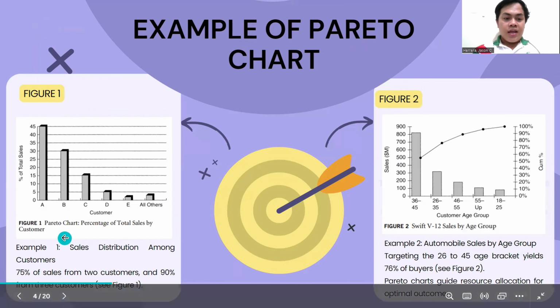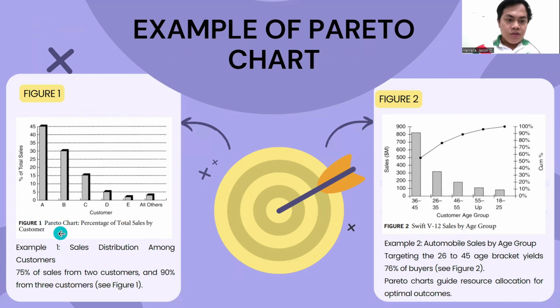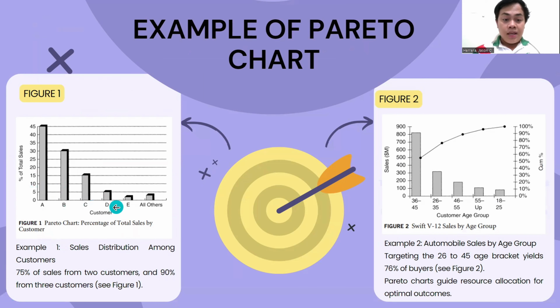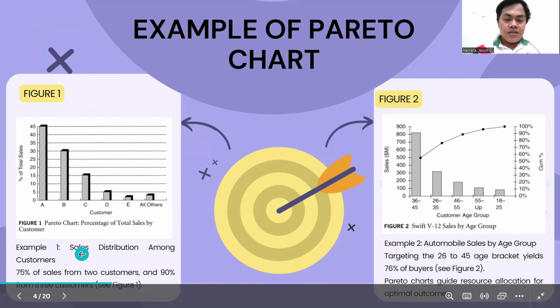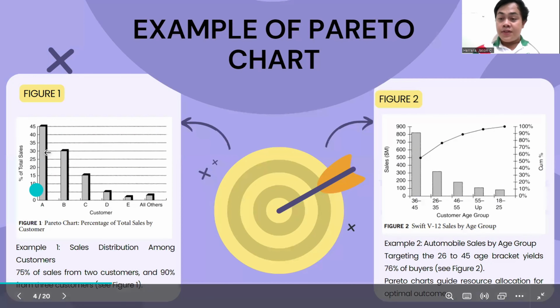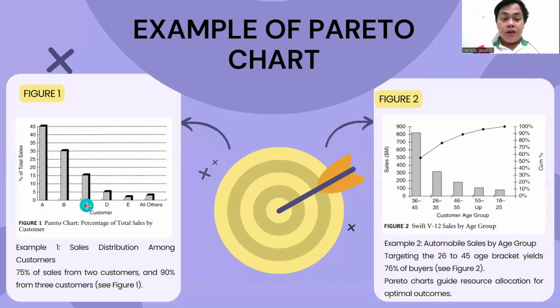You can see in figure one that the title of this chart is the percentage of total sales by customers. The customers, by the way, are A, B, C, D, E, and all others. In this statement, 75% of sales come from two customers. The customers stated in this diagram are A and B, which means if they prioritize A and B, they ensure that 75% of the sales come from these customers, and 90% from three customers. The three customers are A, B, and C, which means if they prioritize these three customers, they assure that 90% of the sales in their company.